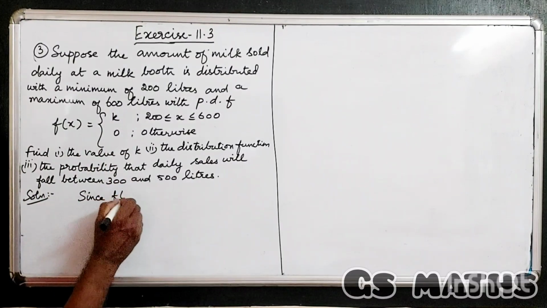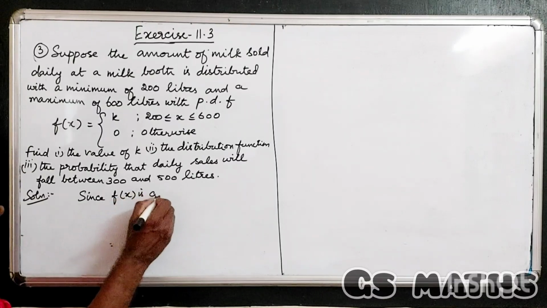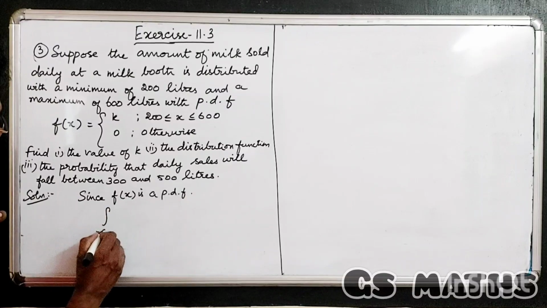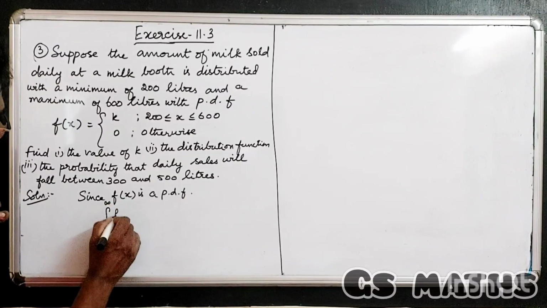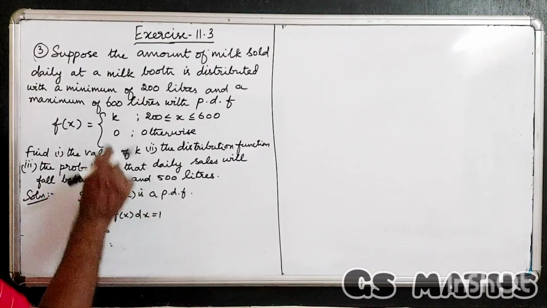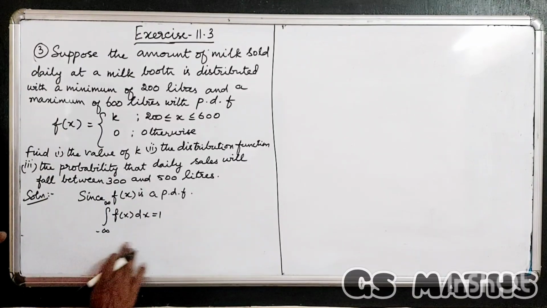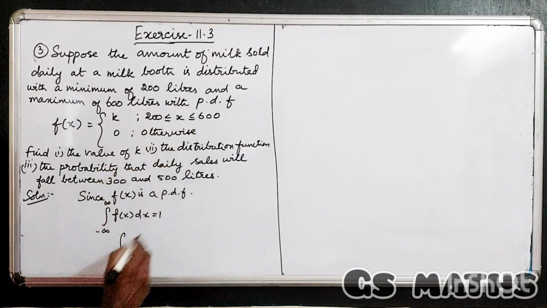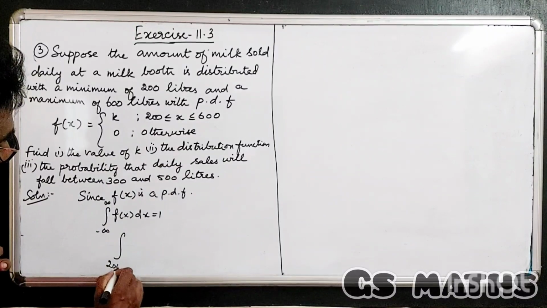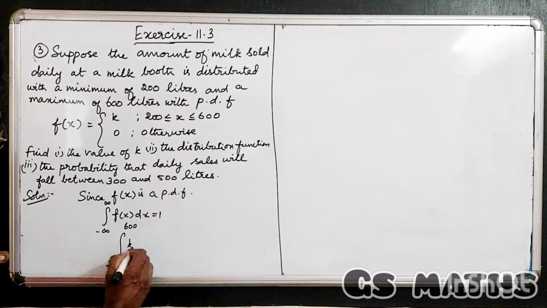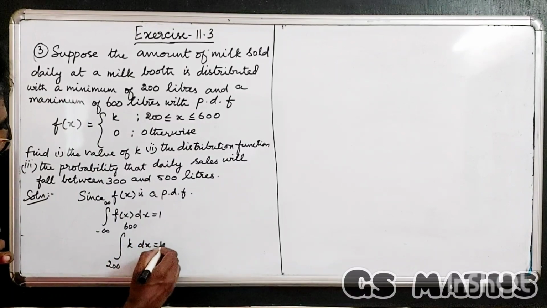Since f of x is a PDF, it has to satisfy the condition integral minus infinity to infinity f of x dx is equal to 1. Always use this condition to find the constant. Here the integral limits should be the limits given in the PDF. That is 200 to 600. f of x is simply k into dx is equal to 1.